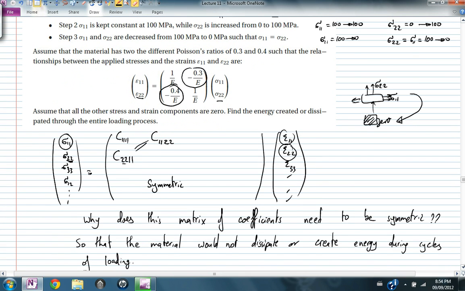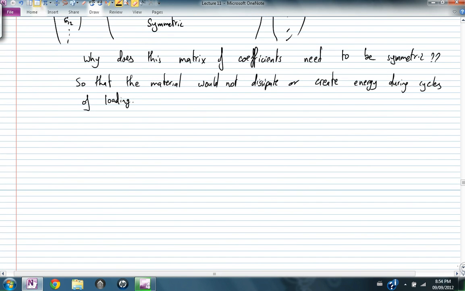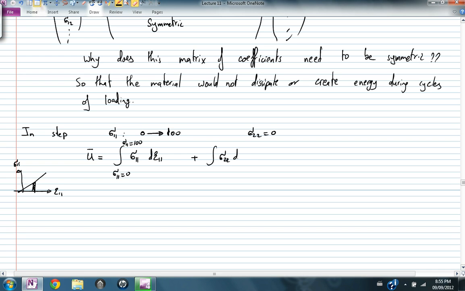Okay, so let's go through the first loading step. In step 1, sigma 1 goes from 0 to 100, and sigma 2 is equal to 0. The energy that's going into the deformation is equal to the integral of sigma 1 d epsilon 1, when sigma 1 goes from 0 to 100, plus the integral of sigma 2 d epsilon 2.